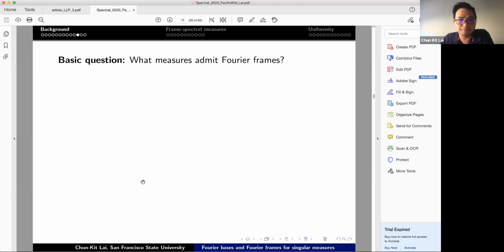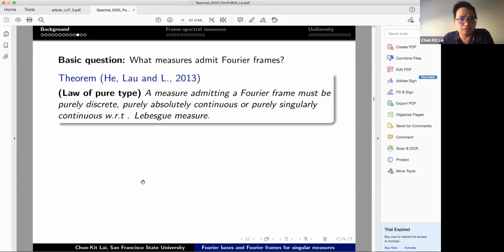So that means the question is, what kind of measure will be a Fourier frame? That's one of my results with He and Lau. Lau was my PhD advisor. First of all, if you want a measure to have a Fourier frame, it must be a so-called pure type measure.